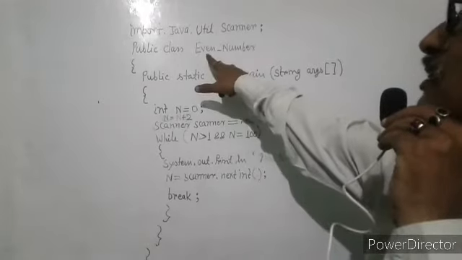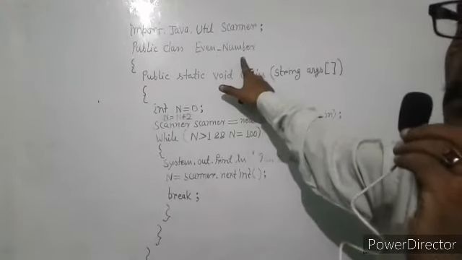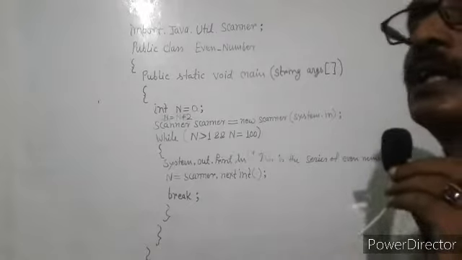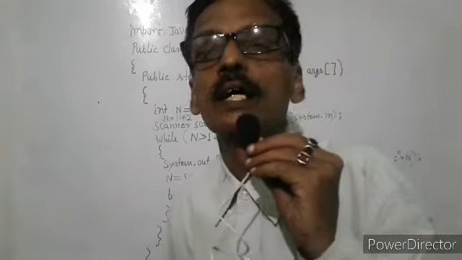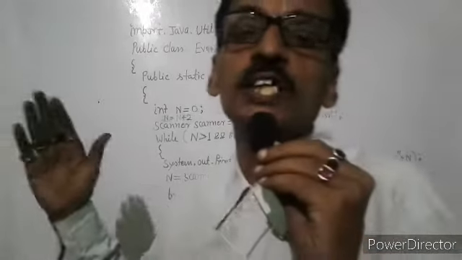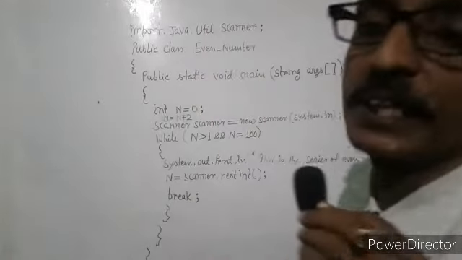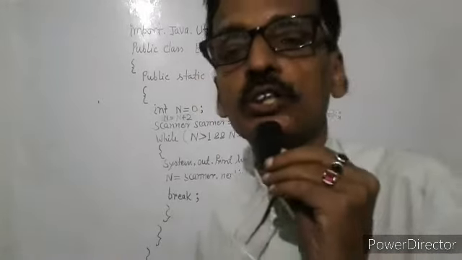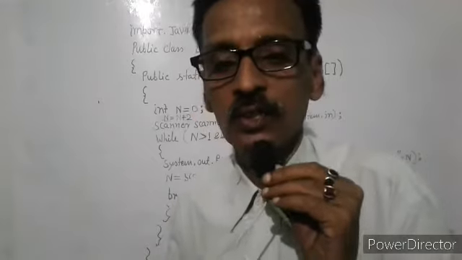When your program becomes error free, you will execute the program by typing at the command prompt java EvenNumber and pressing enter. As soon as you press it, the even numbers 2, 4, 6, 8 and so on up to 100 will be displayed on your screen.